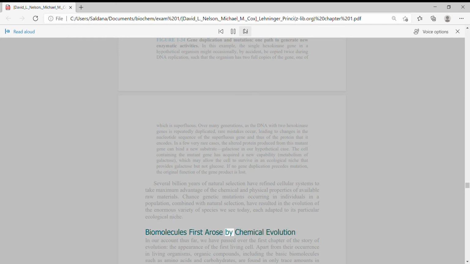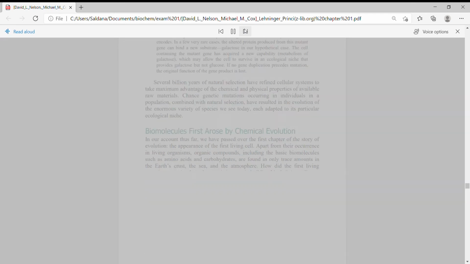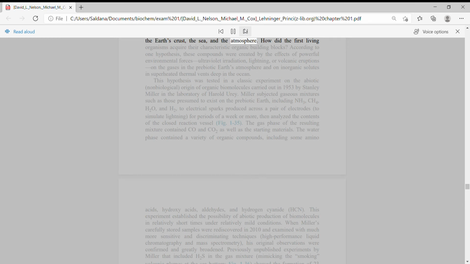Biomolecules first arose by chemical evolution. In our account thus far, we have passed over the first chapter of the story of evolution, the appearance of the first living cell. Apart from their occurrence in living organisms, organic compounds, including the basic biomolecules such as amino acids and carbohydrates, are found in only trace amounts in the Earth's crust, the sea, and the atmosphere. How did the first living organisms acquire their characteristic organic building blocks?